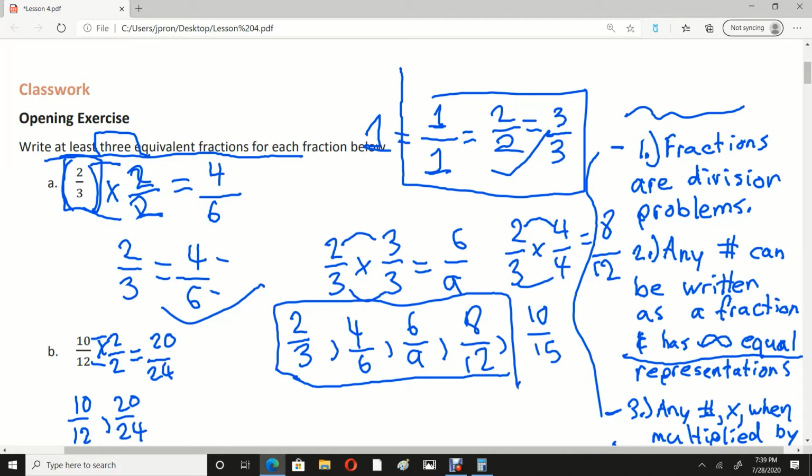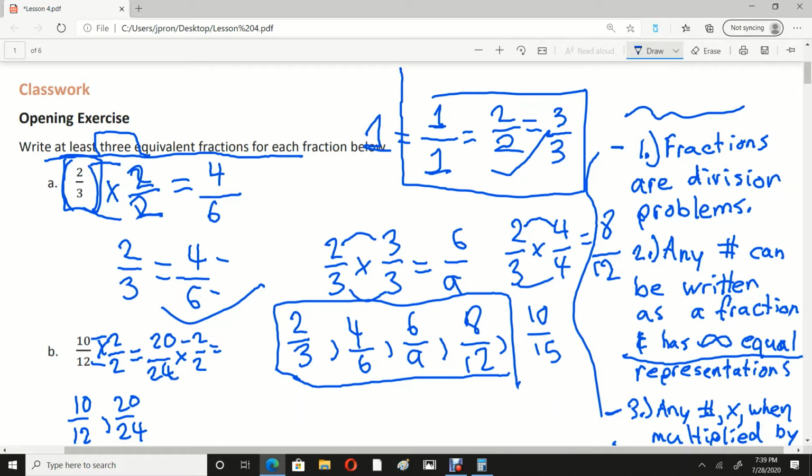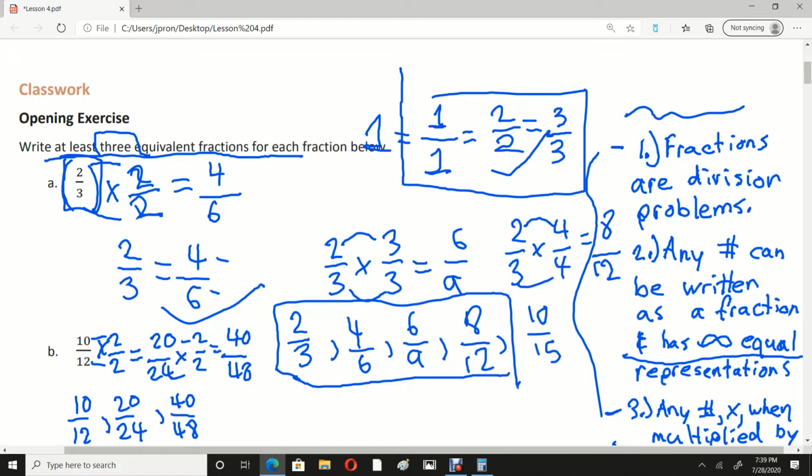Well, let's keep that going. Let's multiply this one times 2 over 2. We're just going to do it again. Since it's still multiplying by 1, 2 over 2 is still just 1, so when we multiply that, it's going to be the same value. 2 times 20 is 40. 2 times 24 is 48. These are some equivalent fractions. And again, these are just some examples. I know that some of you came up with some different ones, and those all look great.